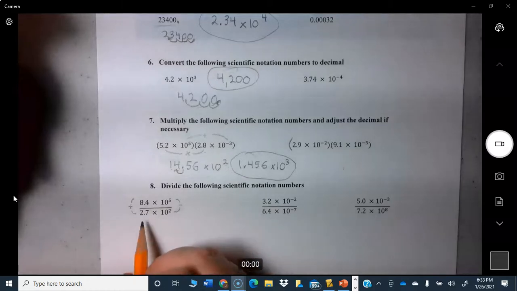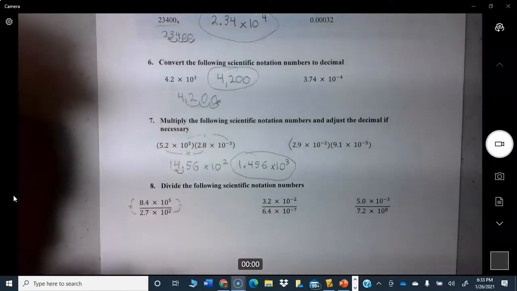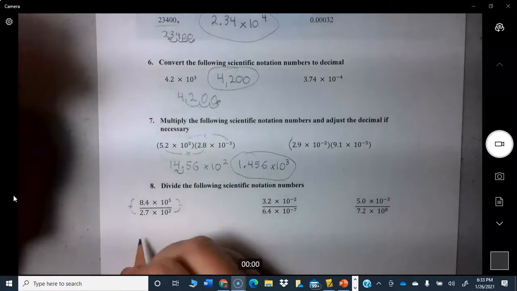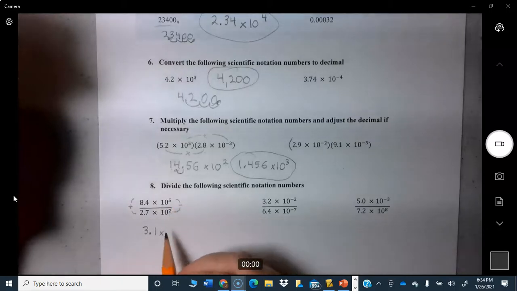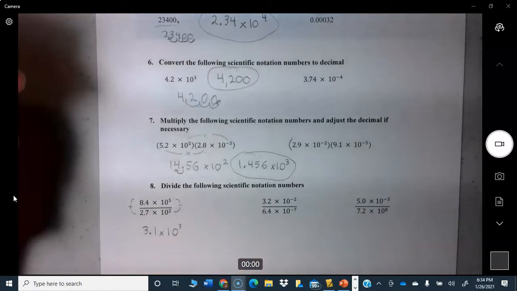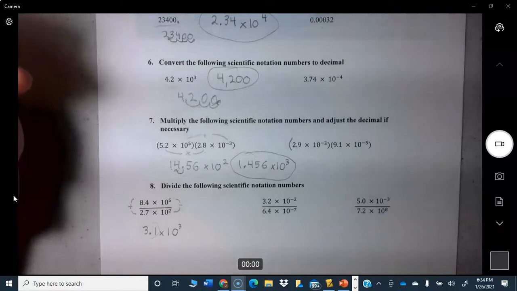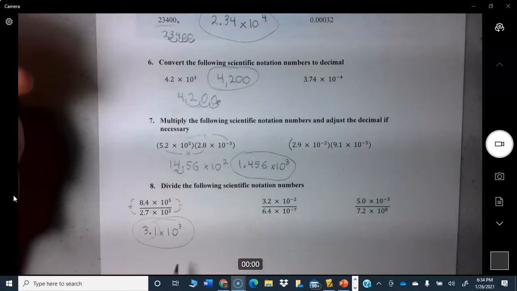Okay? So 8.4 divided by 2.7 is going to give you 3.1. And then 5 minus 2 is 3, so 10 to the third. Okay, and that's your final answer. Since this is a number between 1 and 10 already, you don't need to adjust the decimal at all. All right, so there's your final answer. Let's do this one, okay? So this is 3.2 divided by 6.4.